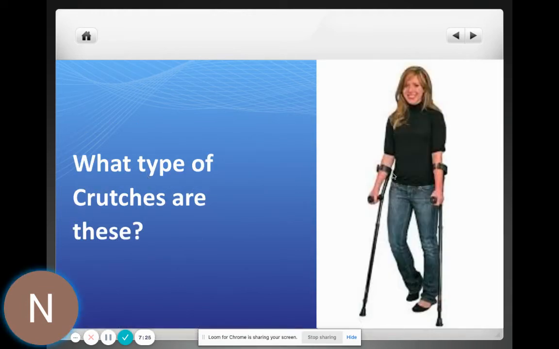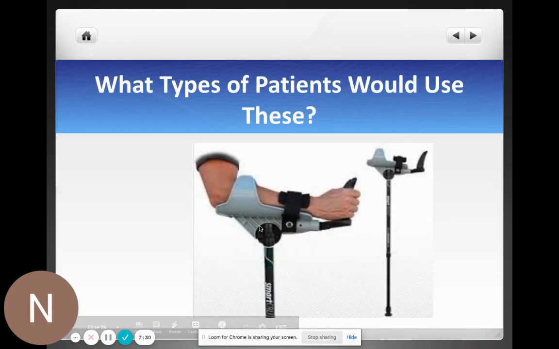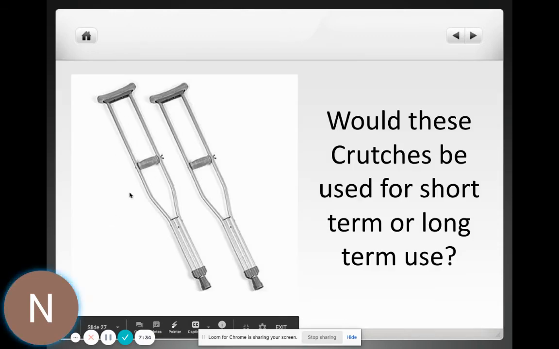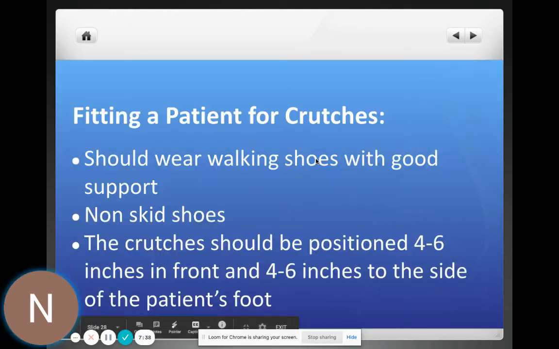So if we look at these, these are forearm crutches, also called Lofstrand crutches. This is a platform crutch. And these are axillary crutches, and they would be used short-term. When we talk about fitting a patient for crutches, we're going to refer to axillary crutches for our purposes.